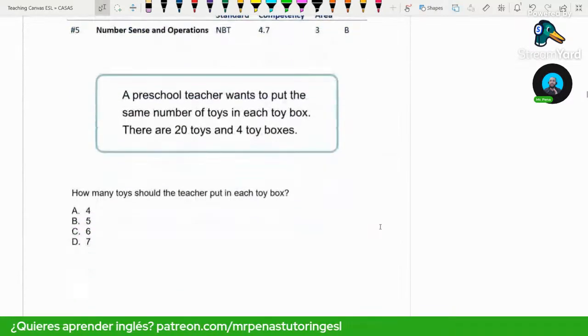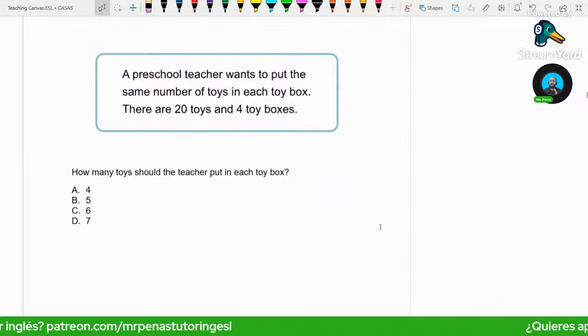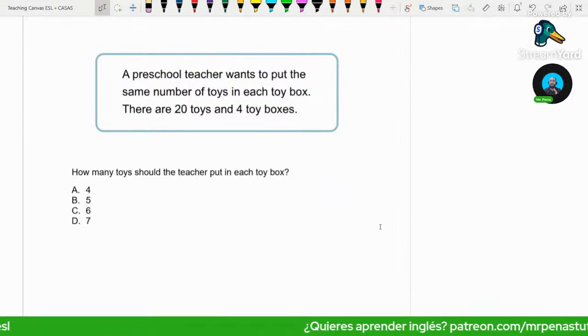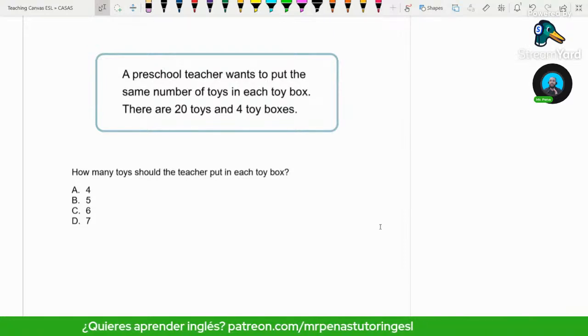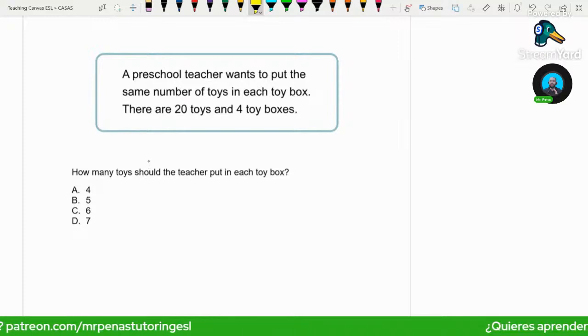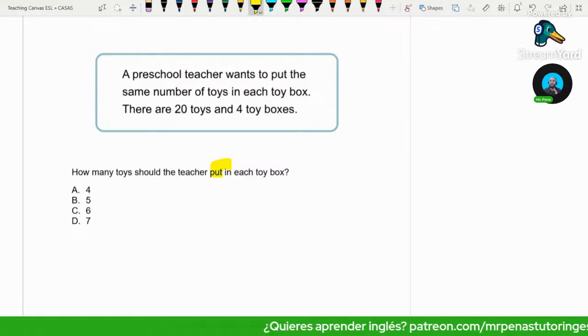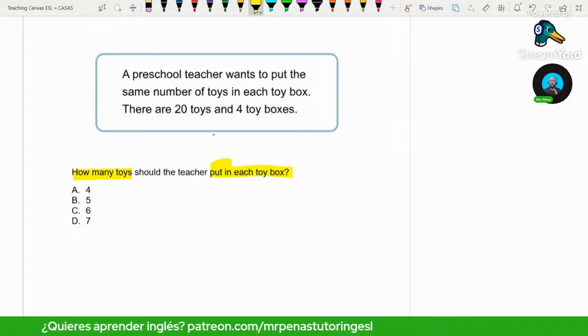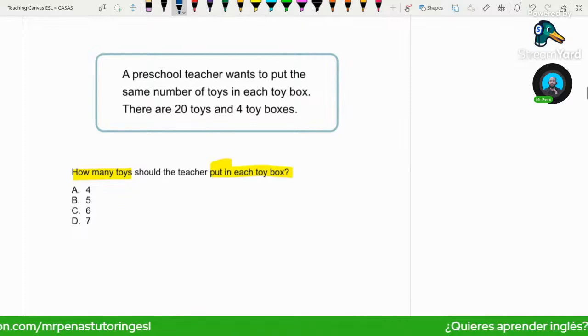Now, it says here that a preschool teacher wants to put the same number of toys in each toy box. There are 20 toys and 4 toy boxes. How many toys should the teacher put in each toy box? So I'm getting the feeling that we're probably going to need to divide.